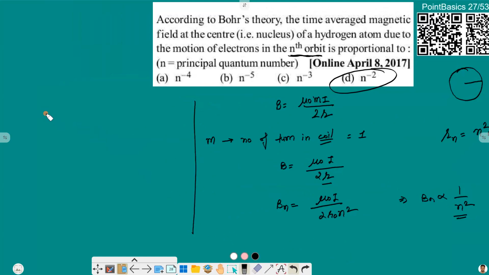For any charged particle, whatever shape it may have, whatever charge it may have, if it is rotating, then the ratio of its magnetic dipole moment to angular momentum is always constant, and it is e by 2m, where e is the charge and m is the mass. Here mu is the magnetic dipole moment and L is the angular momentum.